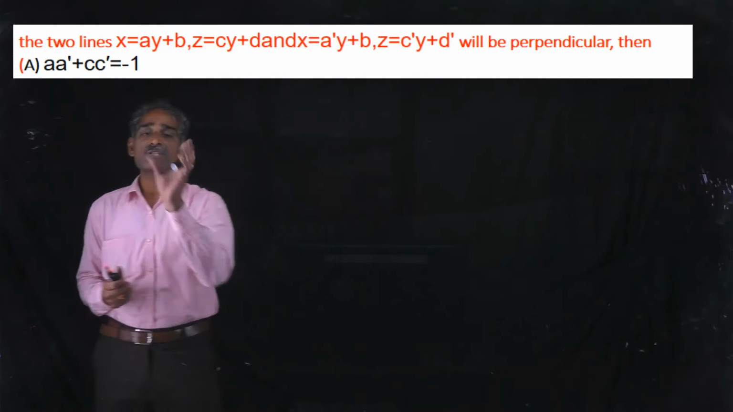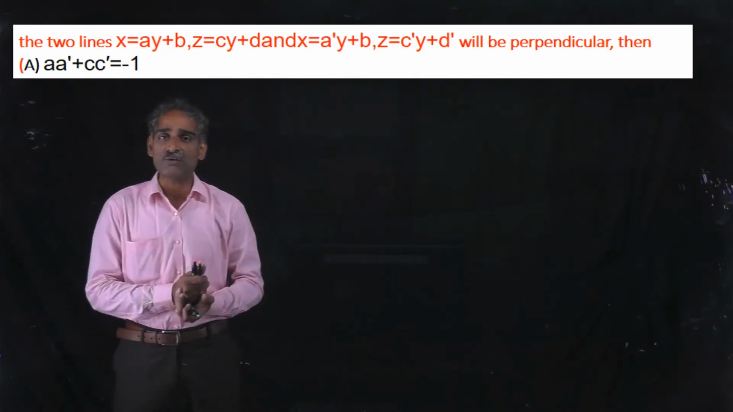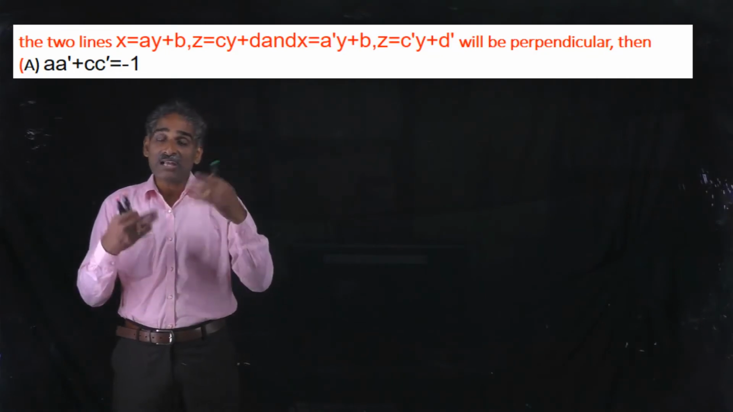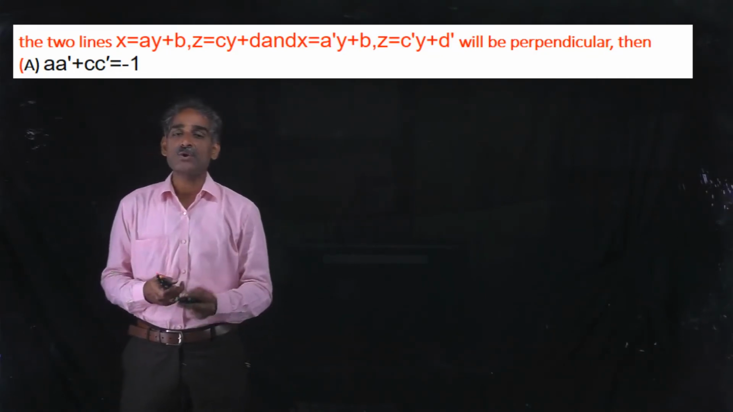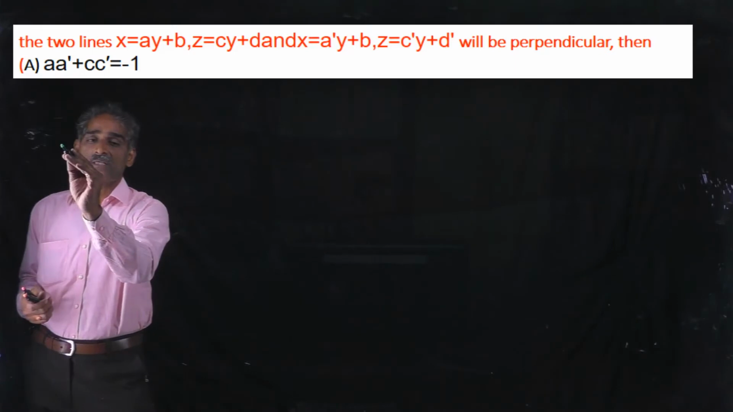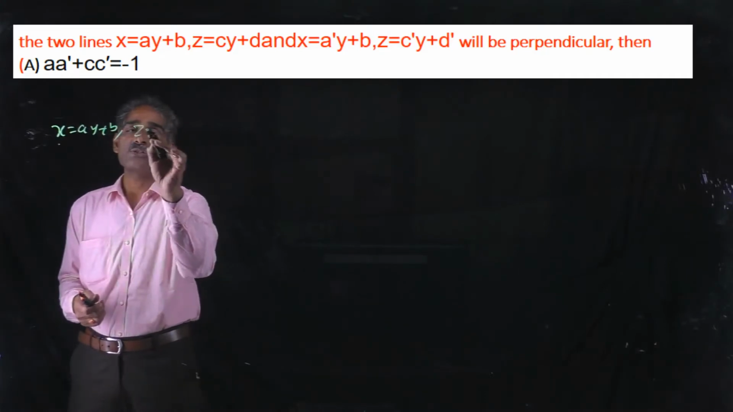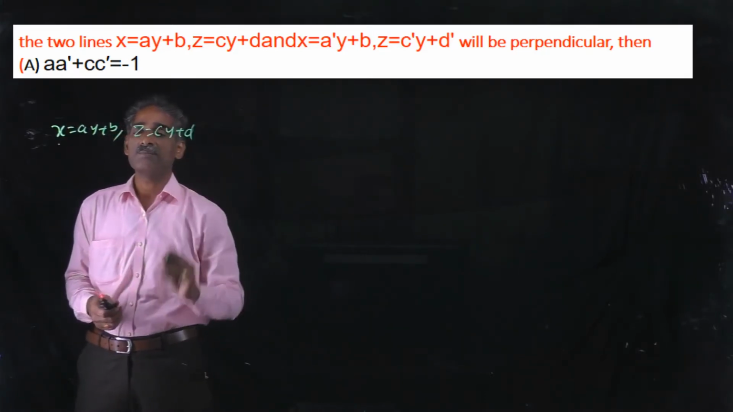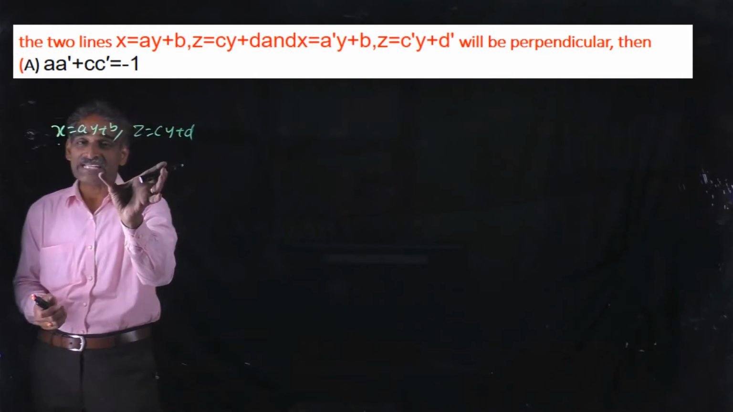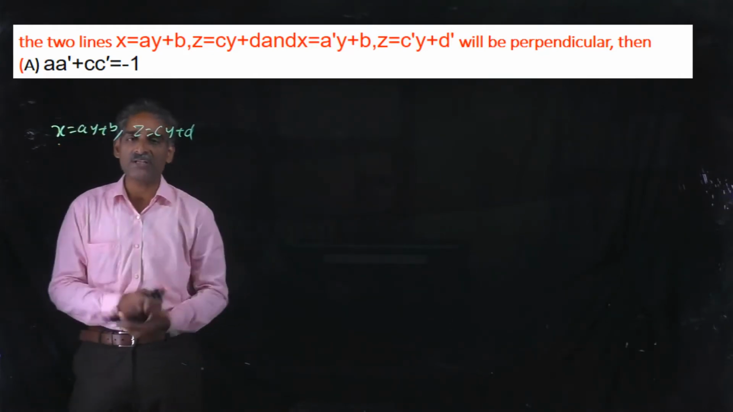These two are the equations of planes. With the help of these two plane equations, we can write a line equation, that means the line of intersection of these two planes. So what is the first equation? x is equal to ay plus b, and the second equation is z is equal to cy plus d. The intersection of these two planes gives a line. We have to write the line equation.